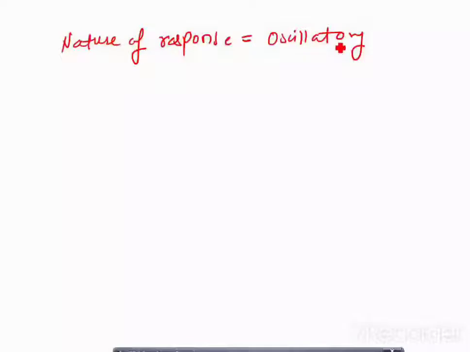Now we have found the nature of the response, and we have found zeta. Zeta is nothing but the damping factor. Now they have asked you to find the damping force. That is the third point. So the damping force: how will you find it?